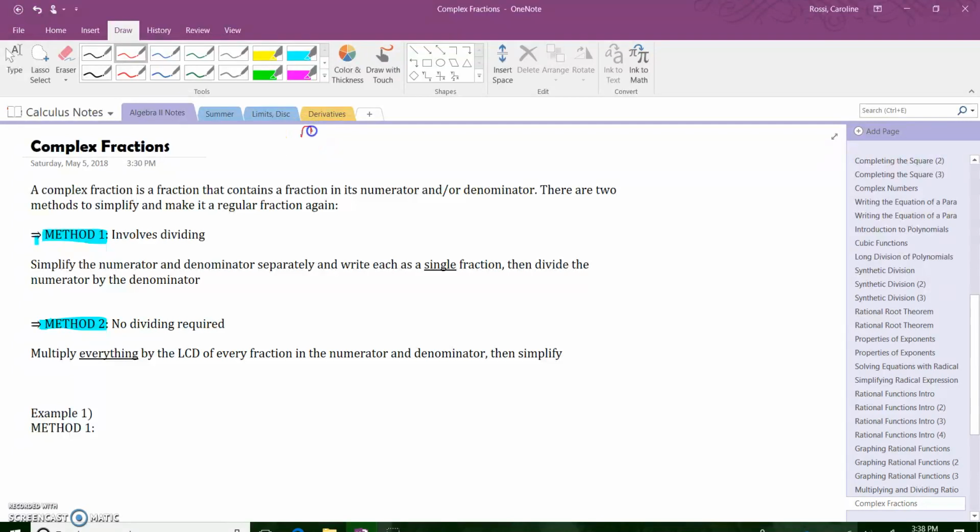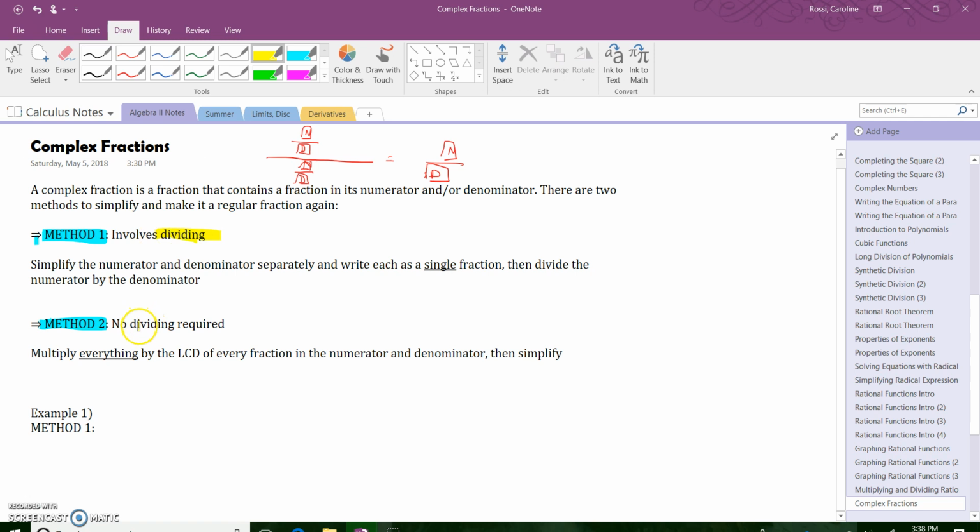Now a complex fraction is when you have a fraction all over another fraction. And your goal is to turn it into just a normal fraction with one numerator, one denominator, not a numerator and denominator over another numerator and denominator. You can choose whichever method you want to do.